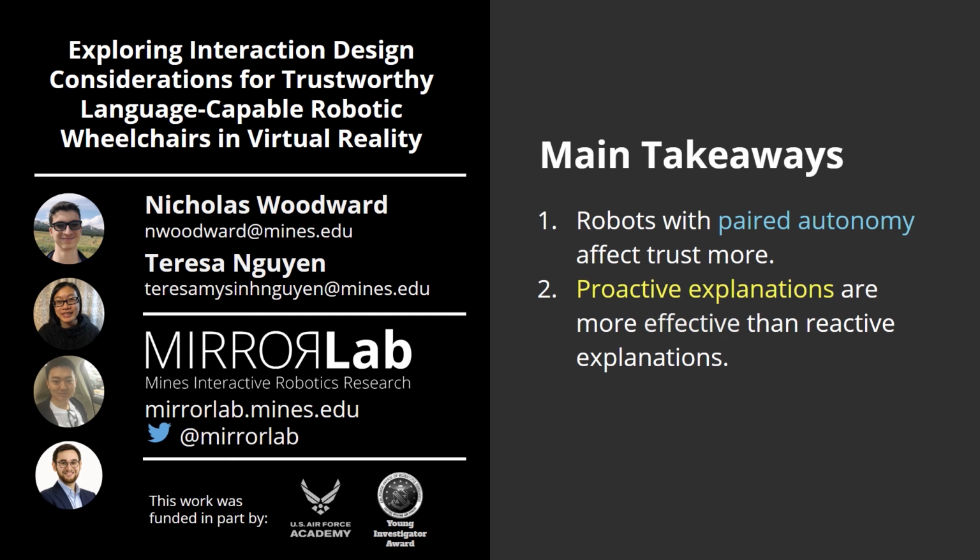So the main takeaways from this experiment are 1, that robots with paired autonomy affect trust more, and 2, that proactive explanations are more effective than reactive explanations.